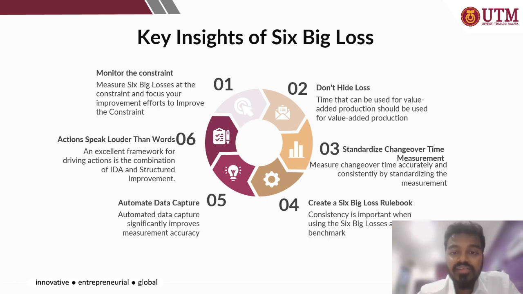The fourth one is to create a 6 big loss rule book. Consistency is important when using the 6 big losses as a benchmark or as a baseline. Create written standards to ensure consistency. I'll be showing a 6 big loss rule book example on the next slide.